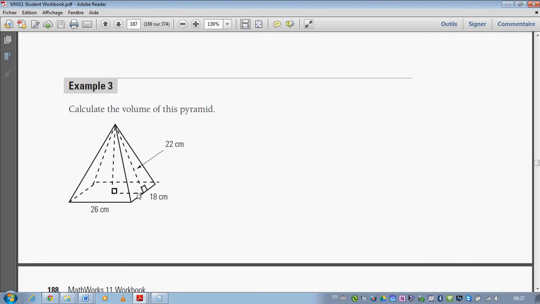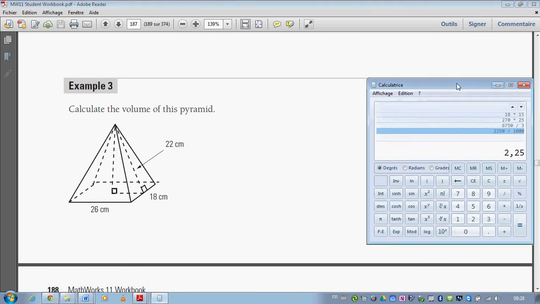So you got to take a look at this side down here, and you're going to notice that this side down here is actually half of this entire side right here. Meaning that this side down here is actually 13 centimeters. Okay, so this side is 13 centimeters, which is half of this right here. The hypotenuse is 22 centimeters, and then you can figure out the actual height.